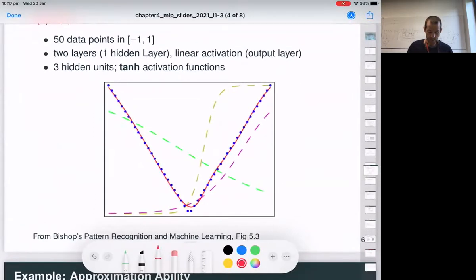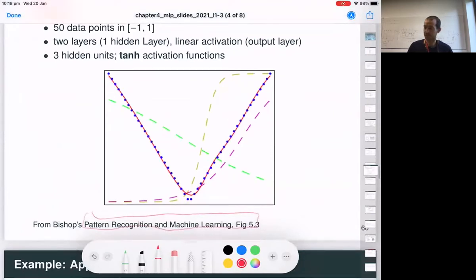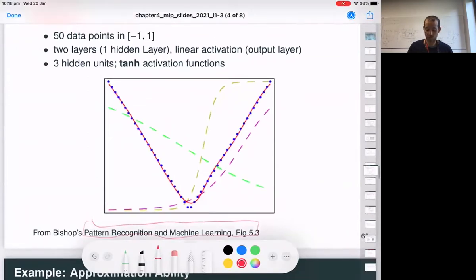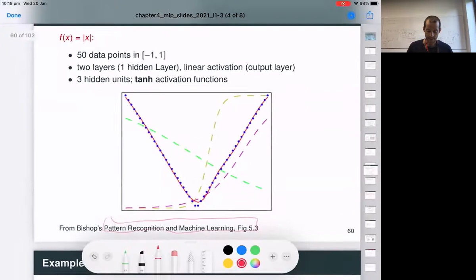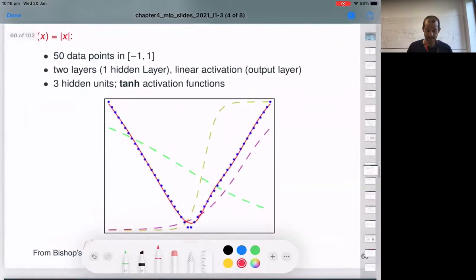So in this graphic, from Bishop, Pattern Recognition and Machine Learning. I also advise this nice book. It doesn't present too much of the neural network, but is more about machine learning and pattern recognition. It's a very nice book. And he put this example.